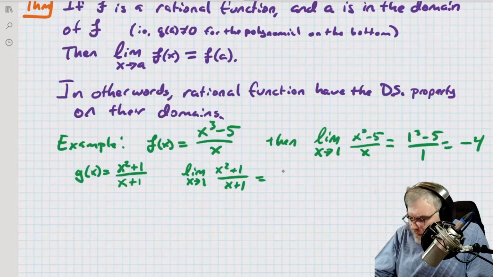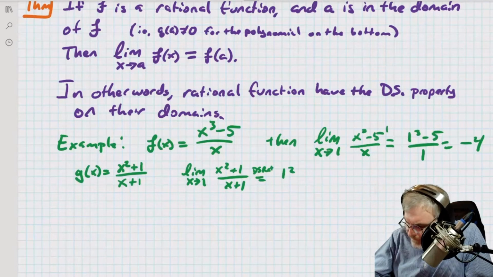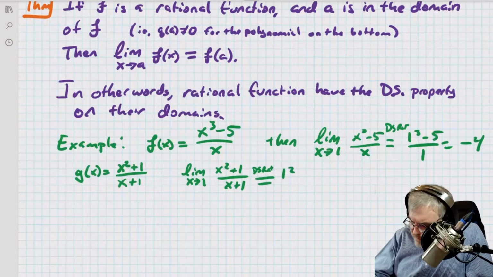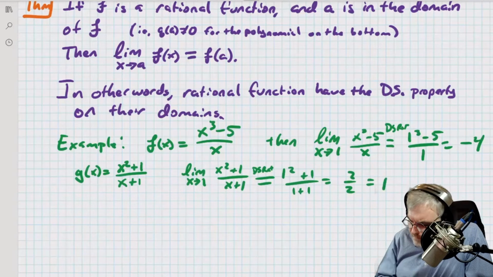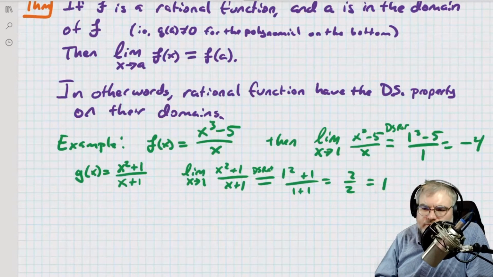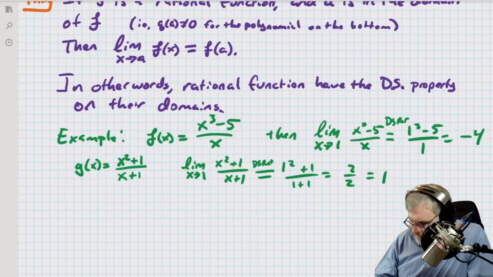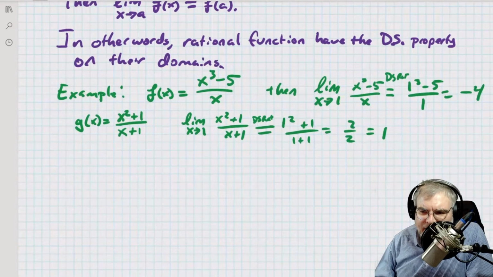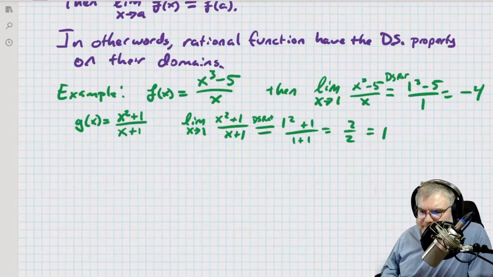I just go, oh, okay, equals 1 squared. DS rat. I should put that over both of these. Direct substitution on a rational function, or just DS. 1 squared plus 1 over 1 plus 1 equals 2 over 2 equals 1. Well, that was easy. Easy button, that one. How do we feel about this, 1 to 5? As long as I'm in the domain, I'm good. Okay.